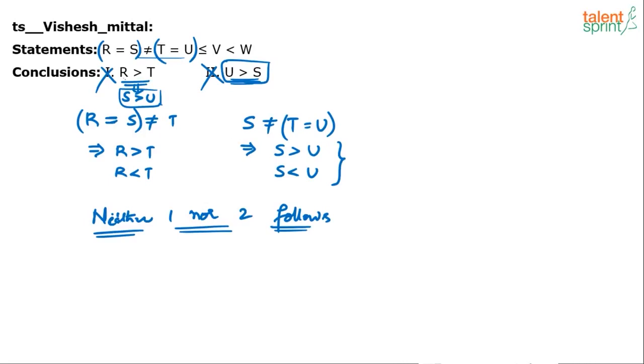Are you able to follow? Conclusion 1 says S is greater than U, conclusion 2 says U is greater than S, and that's what we actually know. Either S is greater than U or S is less than U. So a better answer than this would be either 1 or 2 follows. It's an either or case.